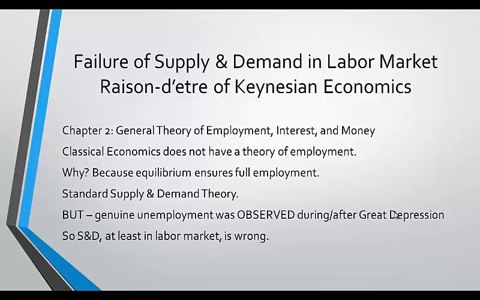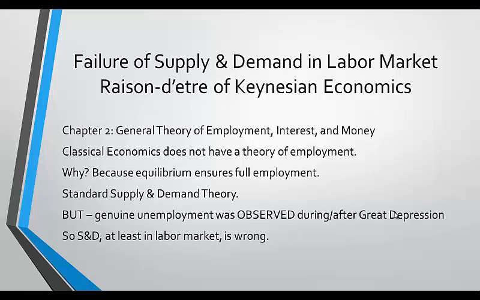Keynes' book was called General Theory of Employment, Interest and Money. Now, there is a reason that Keynes chose this name. He is talking about the general theory of employment. Interest and money will come later. Chapter 2 deals with employment.